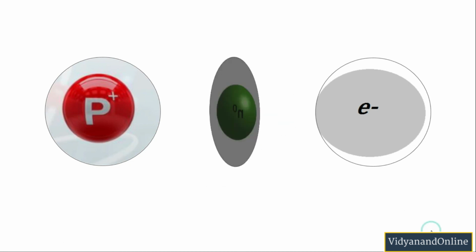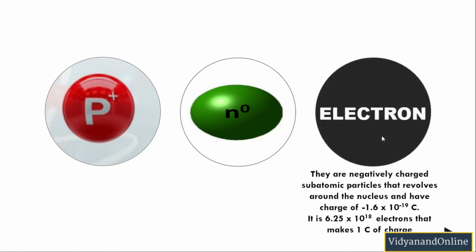Now next, electron. So what is an electron? It is a negatively charged subatomic particle which revolves around the nucleus, and it is the electron which gets transferred from one body to another body, and it has a charge of minus 1.6 into 10 to the power minus 19 Coulomb, which is actually very small. So it is 6.25 into 10 to the power 18 electrons which constitute 1 Coulomb of charge. So it was all about electric charge.